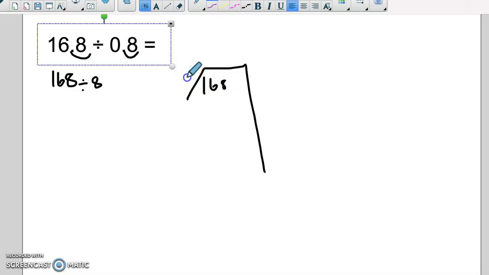168 divided by 8. Hopefully we're thinking what the first thing we could do is. I'm going to do times 20, right? And that'll knock out all 160. And then I'm down to 8. You just do times 1, minus 8. I get 21.